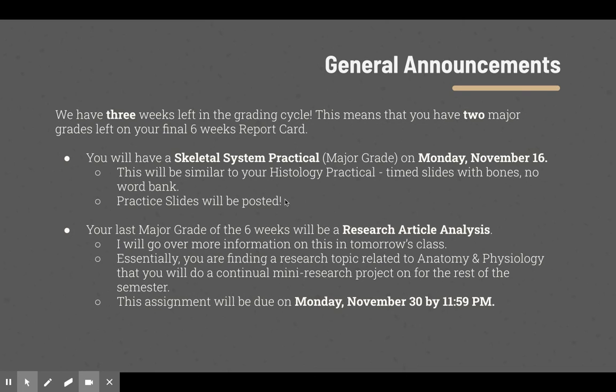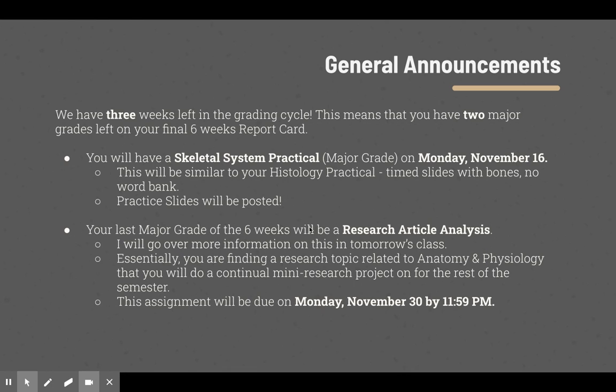The first one will be a skeletal system practical. This is going to be next Monday, November 16th, so a week from today. This is going to be similar to your histology practical. It will be timed slides with bones, identification with no word bank. I will be providing you some practice slides, and you'll have some games that you'll be playing as well.